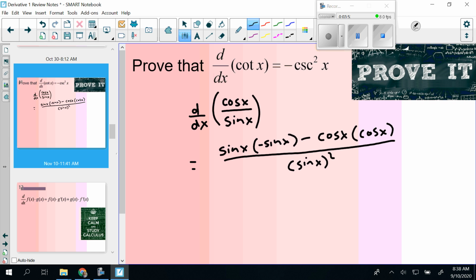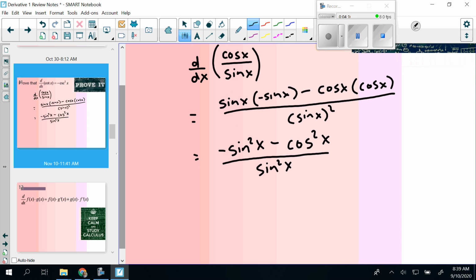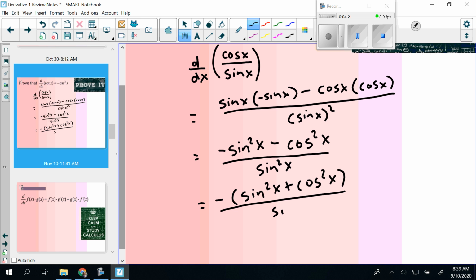Well, let's simplify this. Sine times negative sine is going to be negative sine squared, minus cosine times cosine is cosine squared, and on the bottom we have sine squared. To get it to equal that negative cosecant squared, it looks like on the top, since both are negative, let's factor a negative out of that. So now it'd be sine squared plus cosine squared, and that you should recognize. That's one of those Pythagorean identities that we talked about before. Sine squared plus cosine squared equals 1.